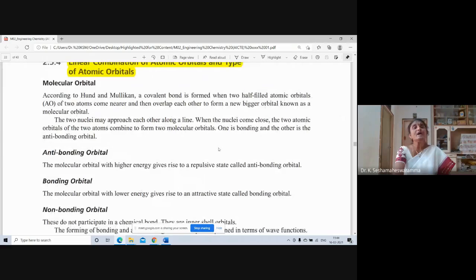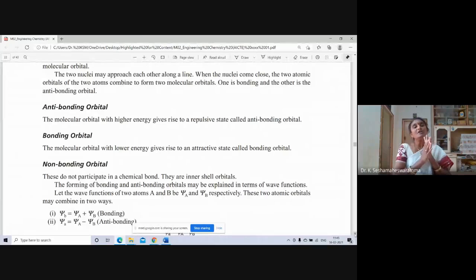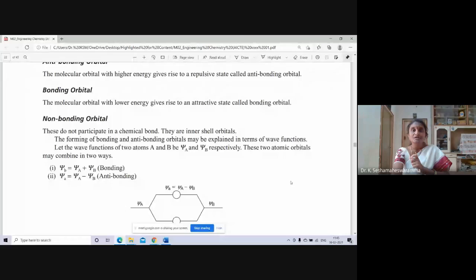The anti-bonding molecular orbital, which has higher energy, gives rise to a repulsive state called anti-bonding. The molecular orbital with higher energy and high repulsion is called the anti-bonding orbital. The bonding orbital is the molecular orbital with lower energy and an attractive state, called bonding. This is the attractive state with lower energy, the bonding; this is the repulsive state with higher energy, the anti-bonding orbital.